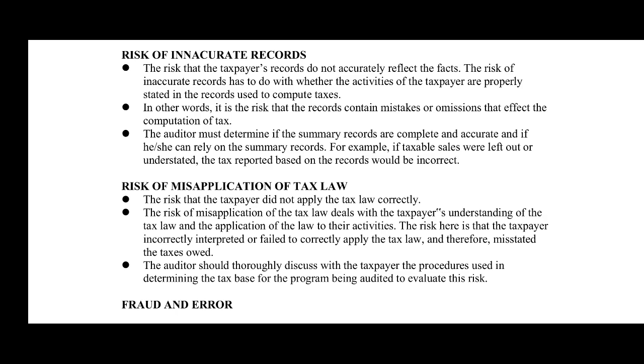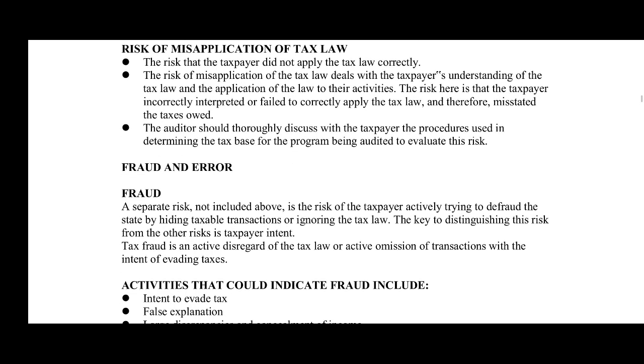For example, if the taxable sales were left out or understated, the tax reported based on the records would often be incorrect. So if you don't have proper records, then your taxes will also not be correct. Then we have the risk of misapplication of the tax law. This is the risk that the taxpayer did not apply the tax law correctly.